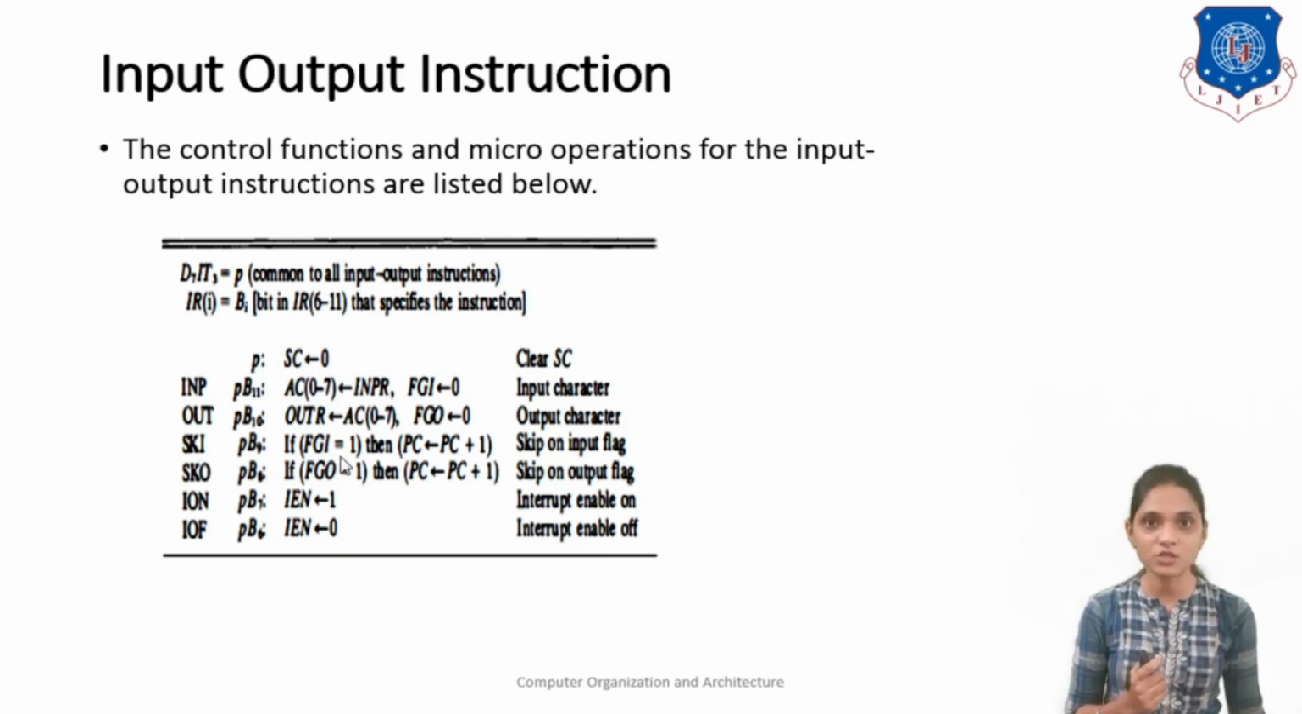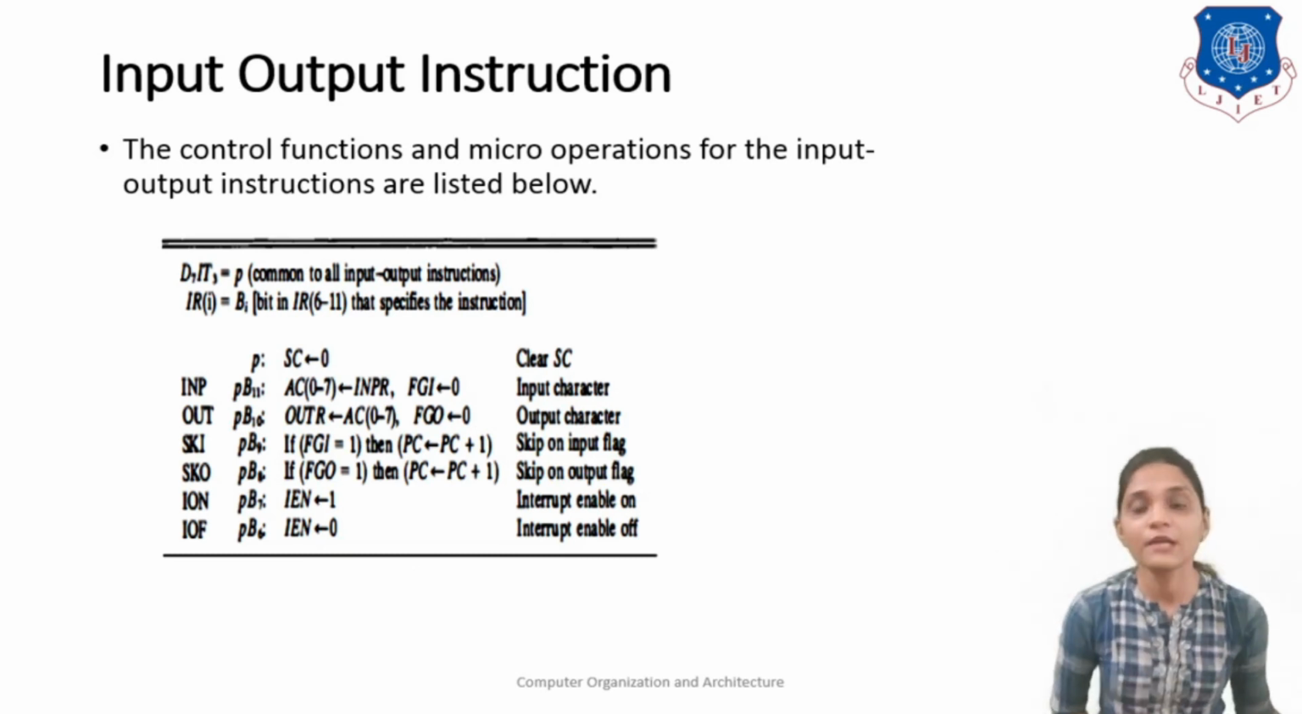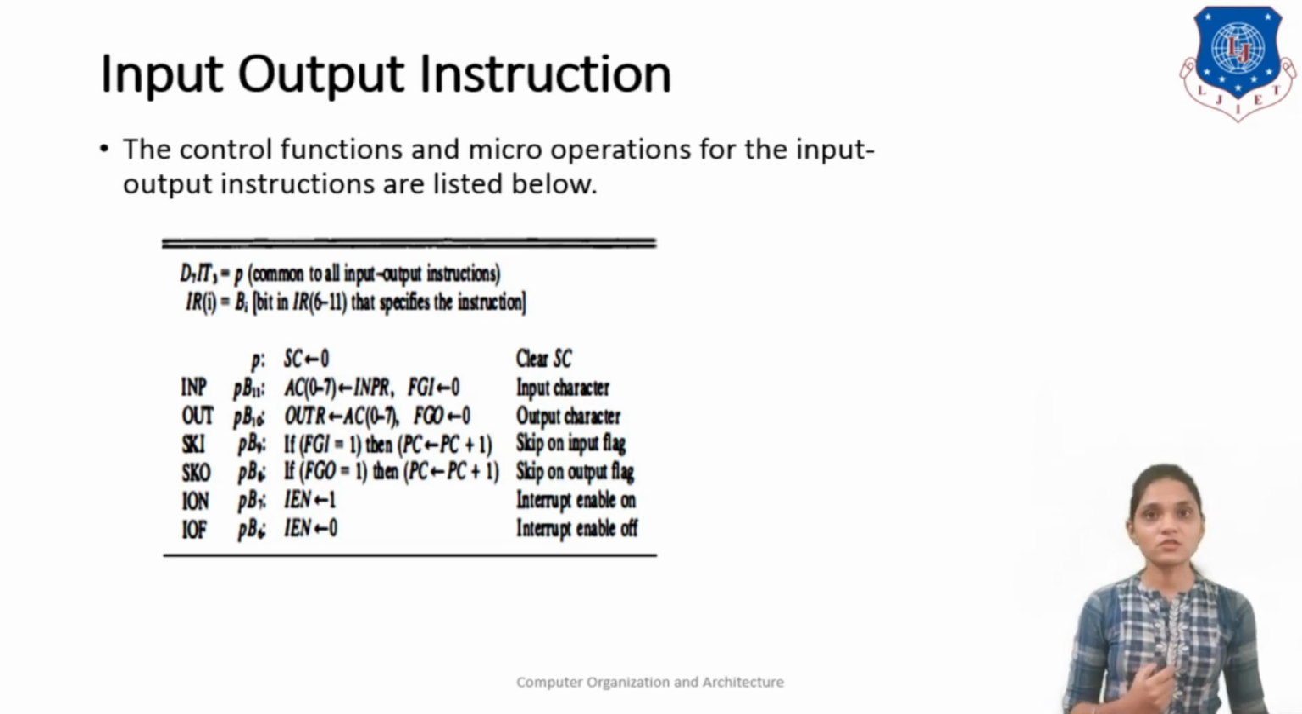In this instruction, you will check the input flag. If it is 1, then you will skip the next instruction. That means you will increment the program counter by 1. If the PB9 condition is there, then your instruction is SKI. If your PB8 condition is there, then your instruction is SKO, and in this you will check the output flag, and if it is 1, then you will skip the instruction by incrementing PC by 1.